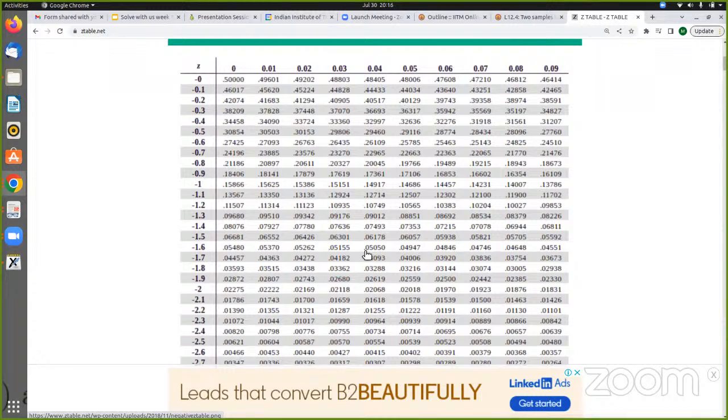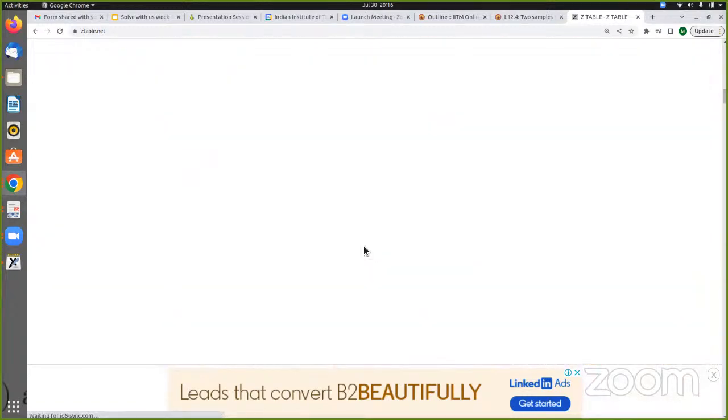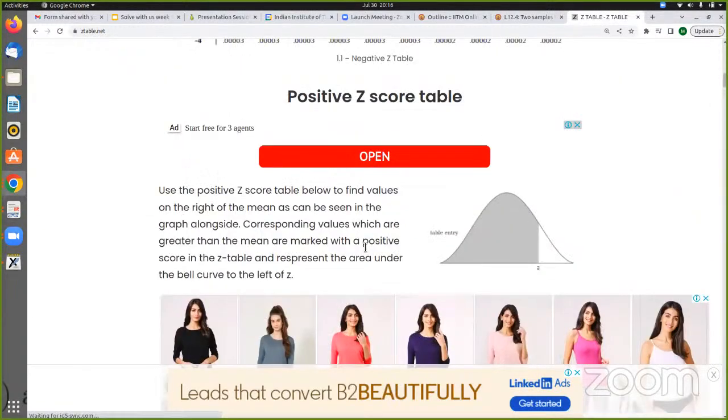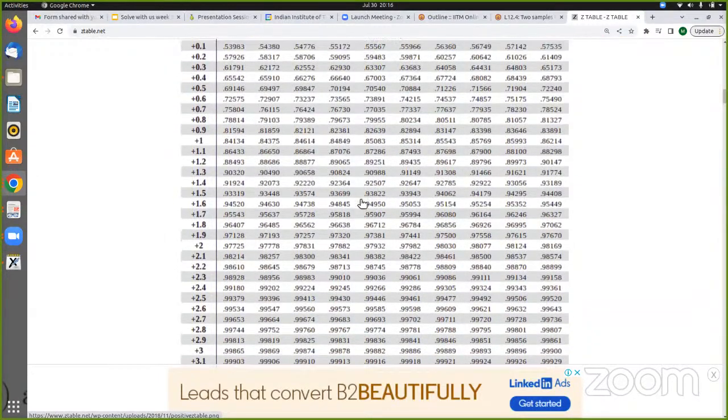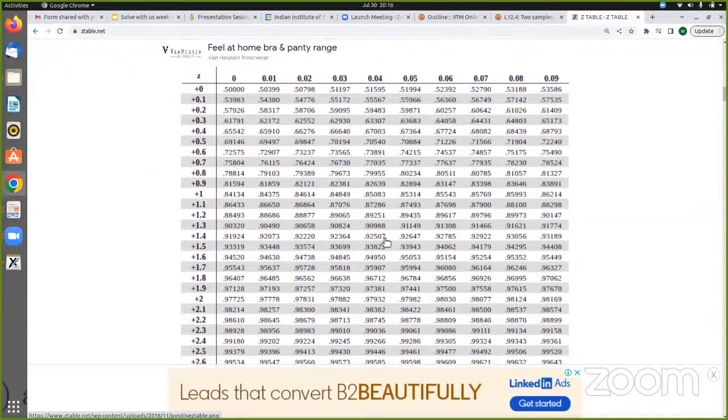I think if you scroll down, we can see the positive one, right? It's okay, you'll be able to see anyway. 1.6 is what? 1.64, so 0.04. That is the fifth column. Either you can say 1 minus 0.05, which will be 0.9495.